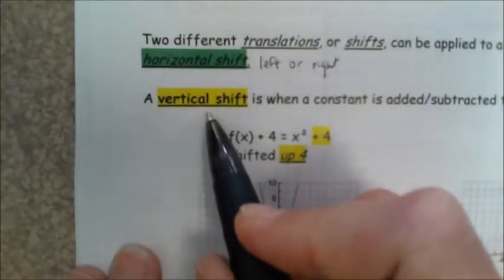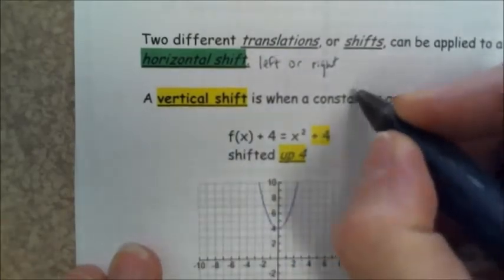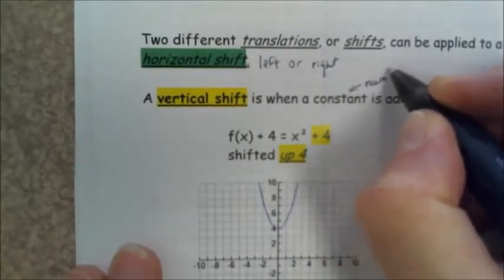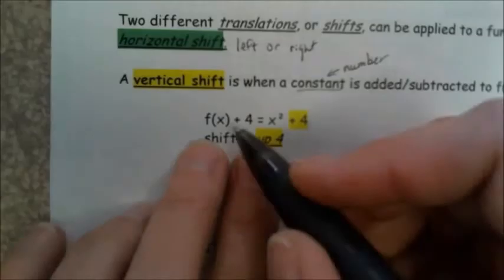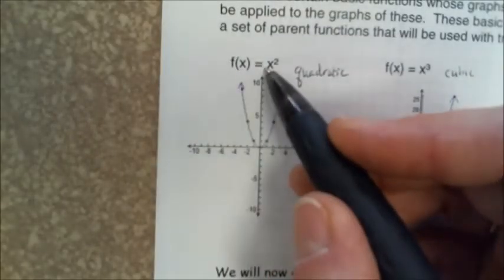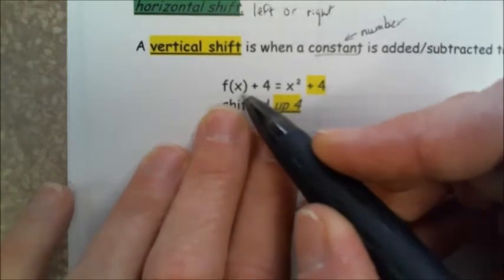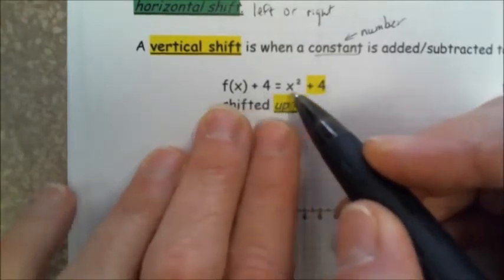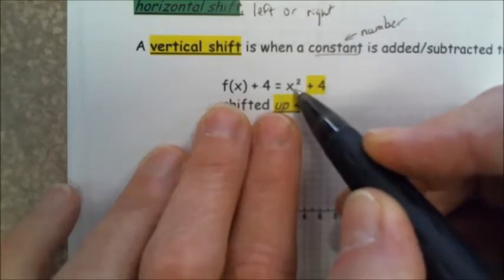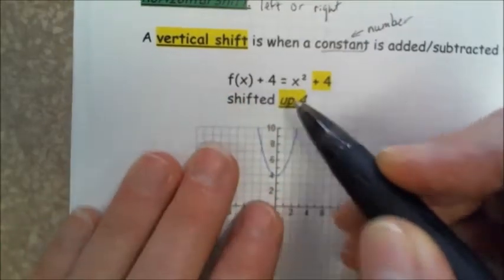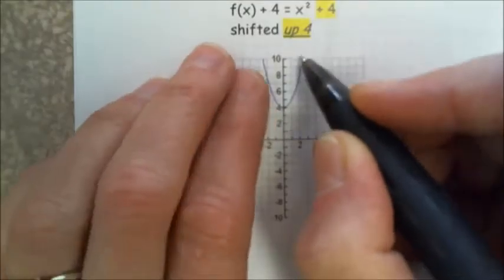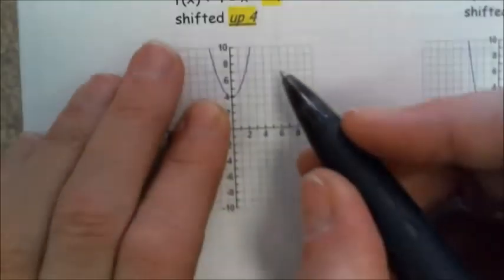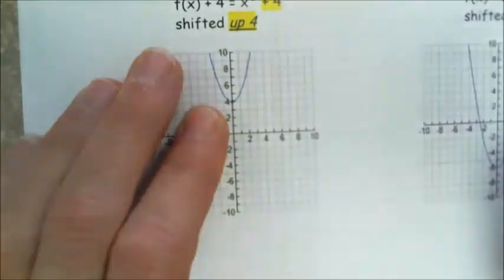A vertical shift is when you add a number. A constant is just any number, like 4. A constant added or subtracted to x squared. So if we want to take the parent function, f of x equals x squared, and do f of x plus 4, it's the same thing as adding 4 to the basic parent function. So the whole thing has been shifted up 4. Instead of starting at (0, 0), this starts at (0, 4). Everything has just been moved up 4 from the original parent function, and that's because of this plus 4 at the end.